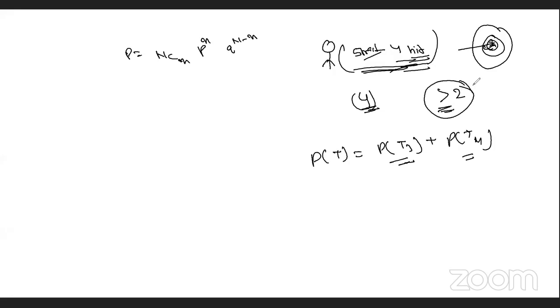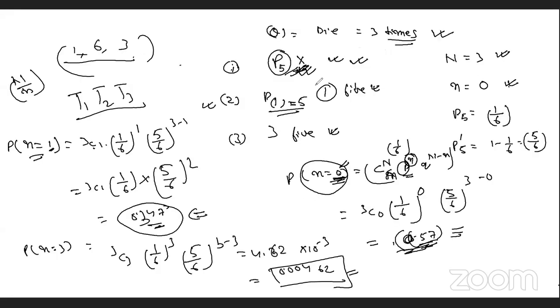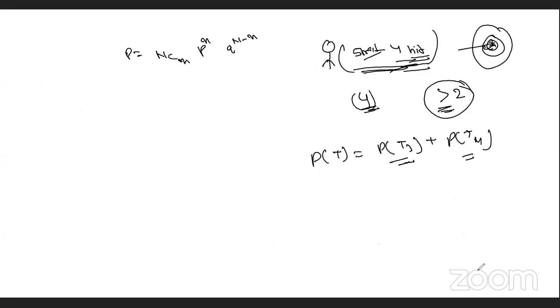Like in my last example, where I was asking the probability that I will be able to get 5 only one time, or maybe 0 times, or maybe 3 times. But here it's more than 2, so more than 2 could be 3 or it could be 4 as well, out of 4 trials.